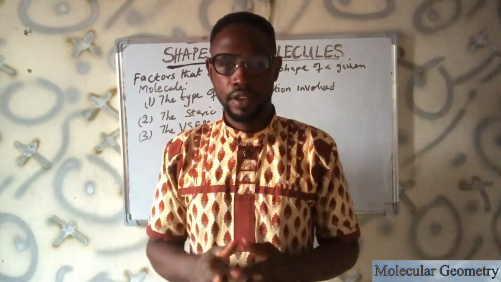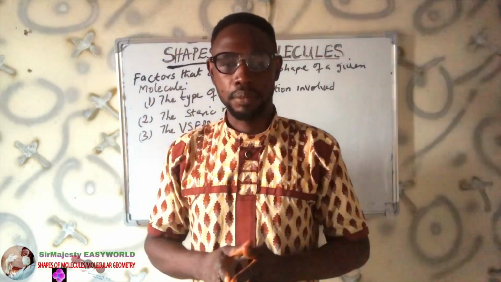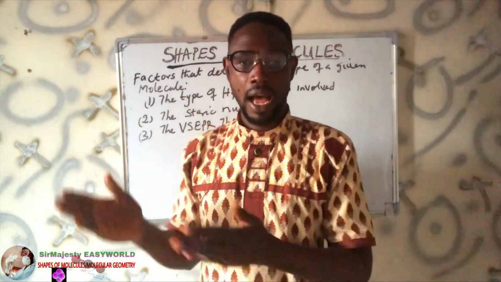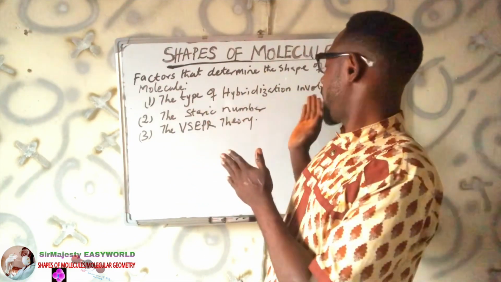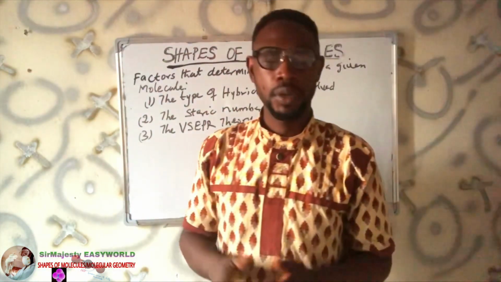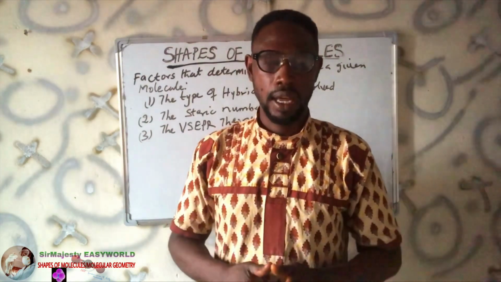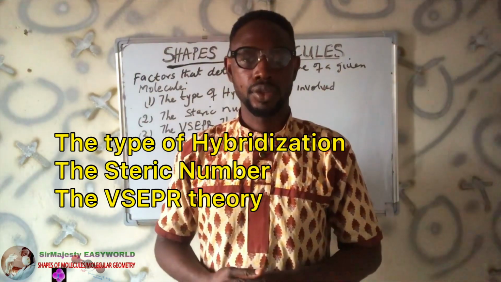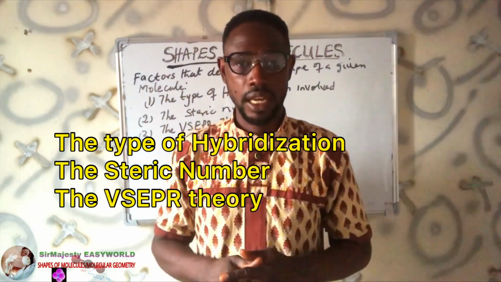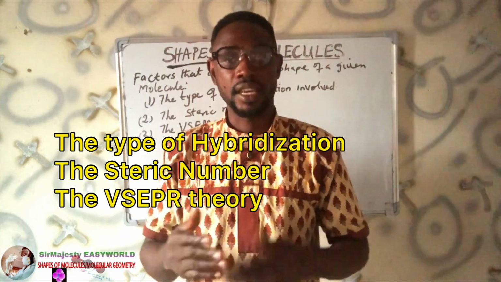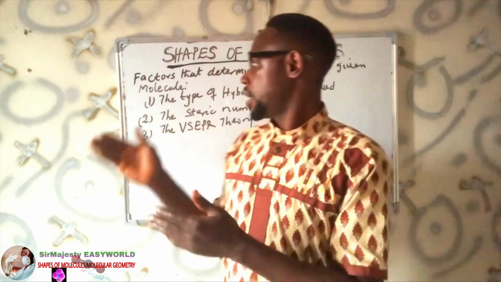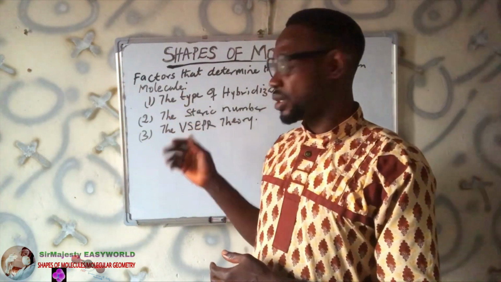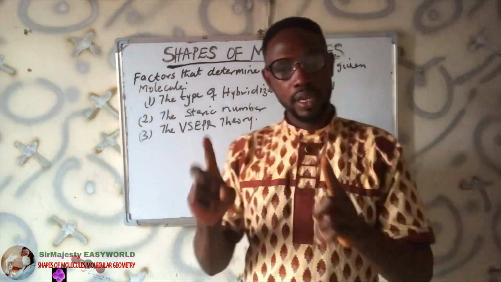Now, the three factors that I have organized that determine the shape of molecules. Most times the shapes of covalent molecules are determined by three factors on the board, which are the type of hybridization involved in the central atom, then the steric number, and also the VSEPR theory. These three factors are not opposing. They look different, but they are the same. In the case where you couldn't understand the shape from number one, factor number two would help you, then number three will help you. In most cases, all of them speak the same language.